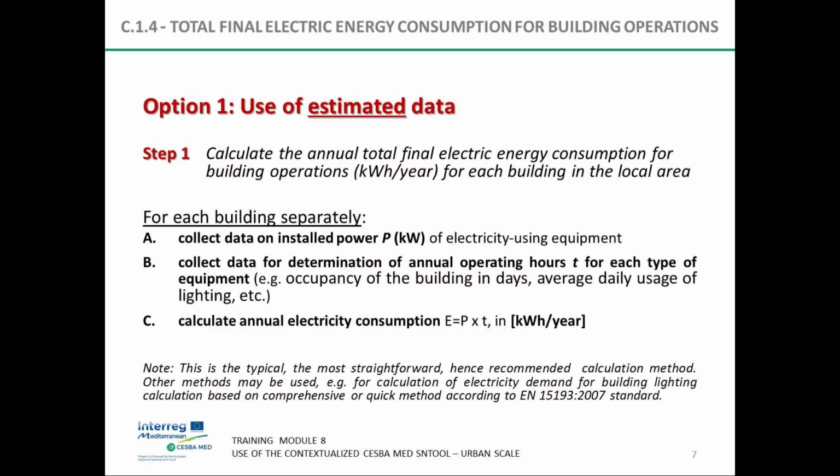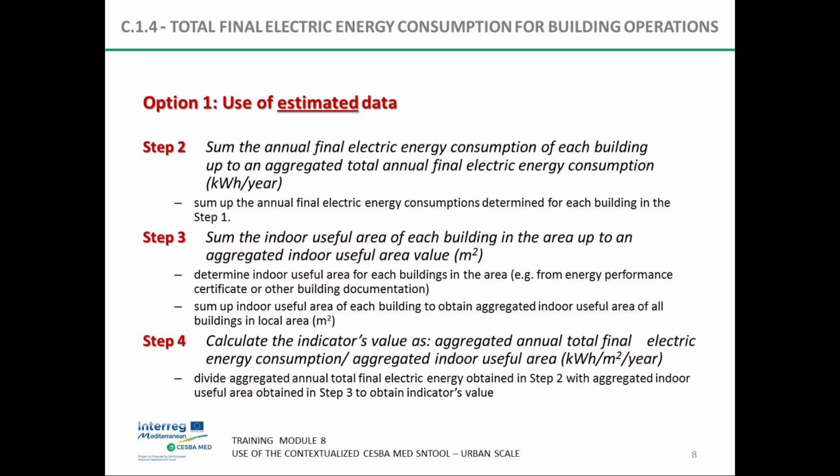So, for step 1, for each building on its own, we collect the installed power of the electricity equipment. We collect the data on the operating hours of the equipment, and then, very simply, energy is obtained by multiplying power by time. We obtain the sum, obtain the useful area, and then calculate the indicator by dividing the total energy by the total floor area.